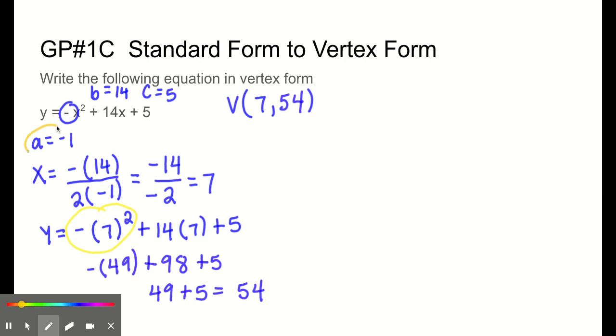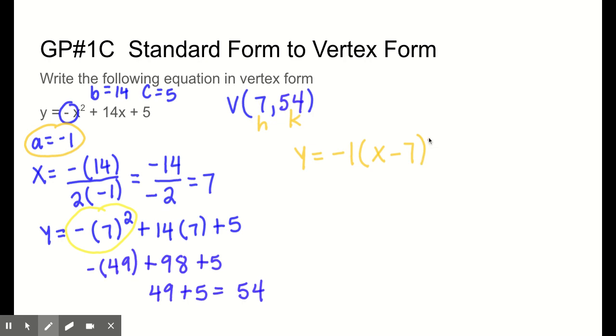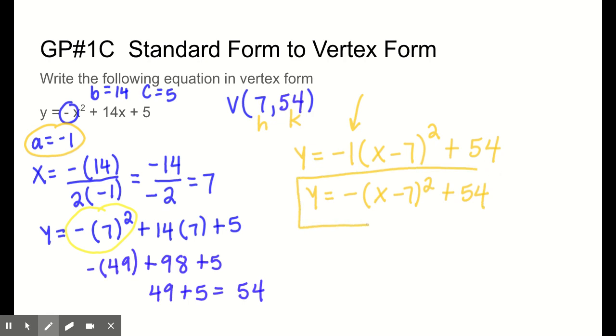So now we have our A value as well as our H and K value. So let's take that and plug all of those into vertex form. So y equals A times x minus h squared plus k. And again, we don't see that 1 ever written, but we do see the negative. So we're just going to take that 1 away and leave the negative. So negative x minus 7 squared plus 54. And that is our equation in vertex form.